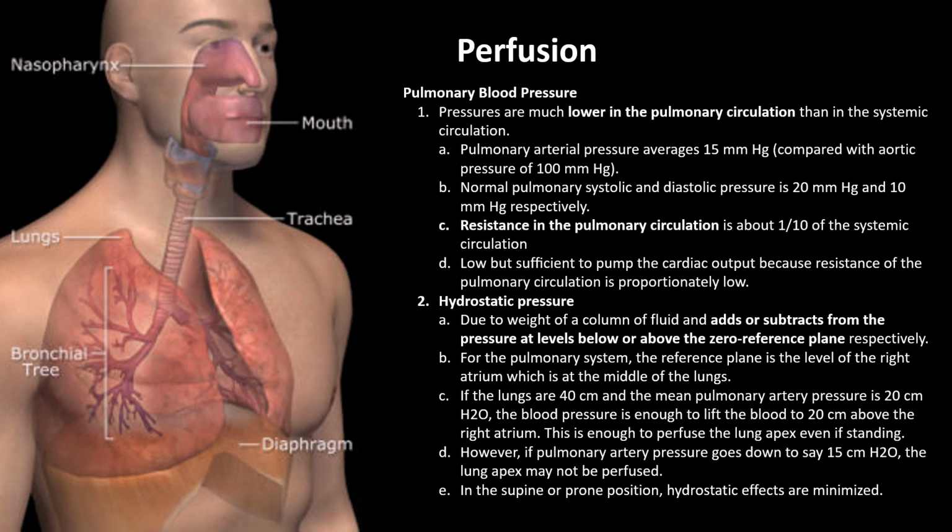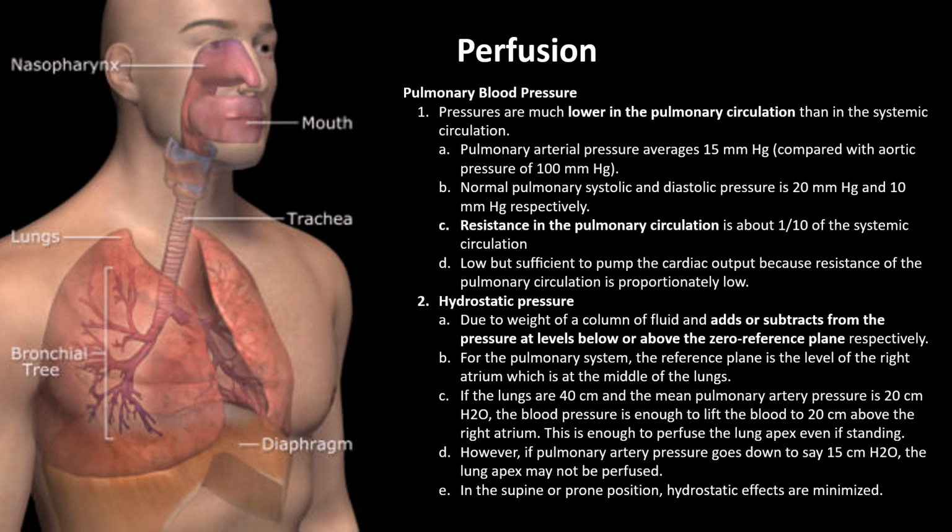Resistance in the pulmonary circulation is about 1/10 of the systemic circulation. Although pressures in the pulmonary circulation are low, they are sufficient to pump the cardiac output because resistance of the pulmonary circulation is proportionately low.